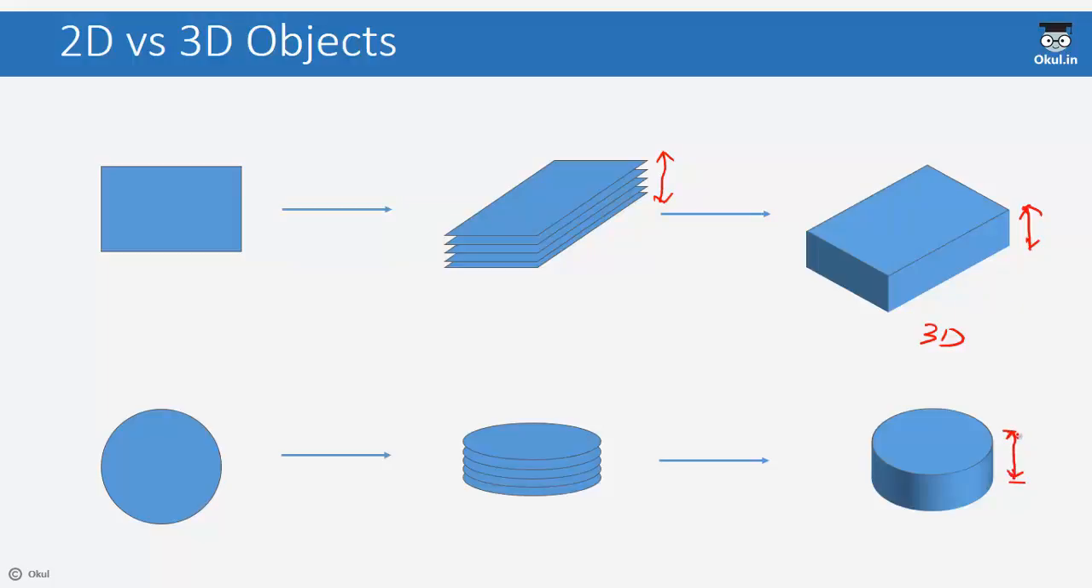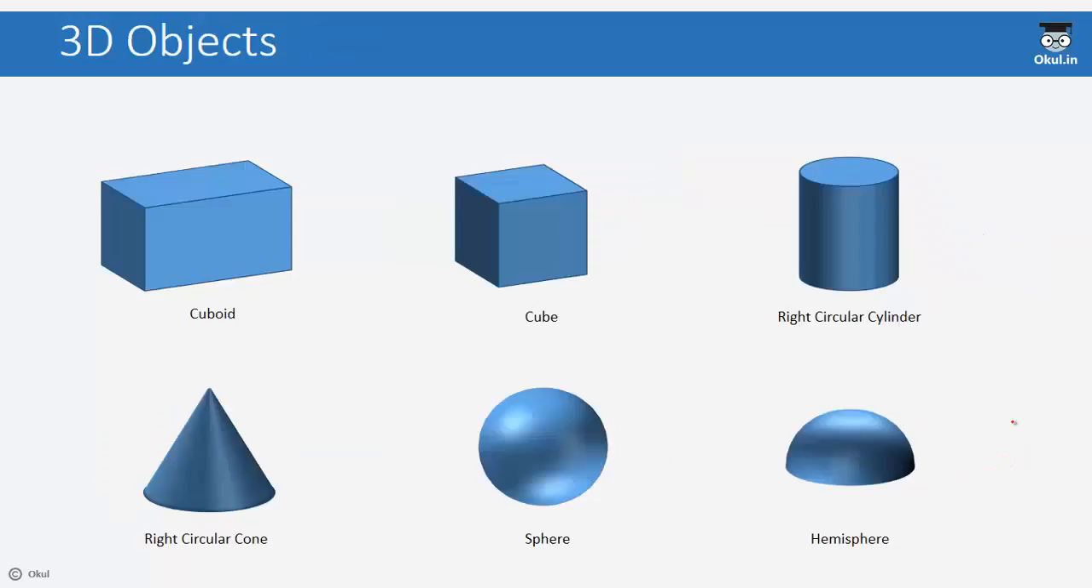Now the next topic that we are going to study is some more 3D objects. So 3D objects look something like this. We have 3D objects like cuboid, cube, right circular cylinder, right circular cone, sphere, hemisphere. So if we see the cuboid, this is a 3D object and it has 3 dimensions to it. That is, it has the length, it has the breadth and it has the height. And these 3 dimensions are not equal to one another. So the measure is different.